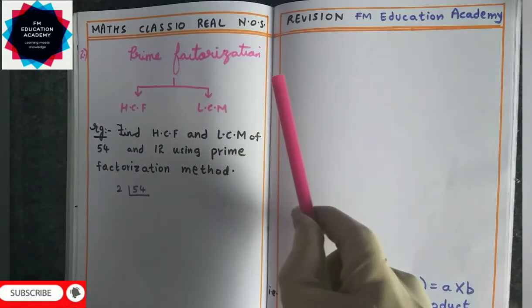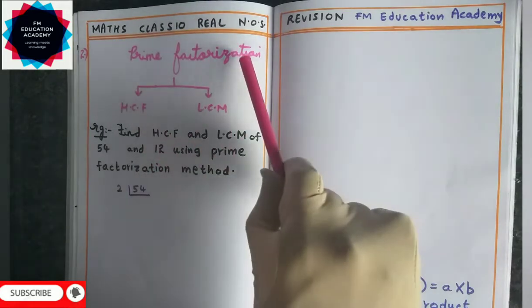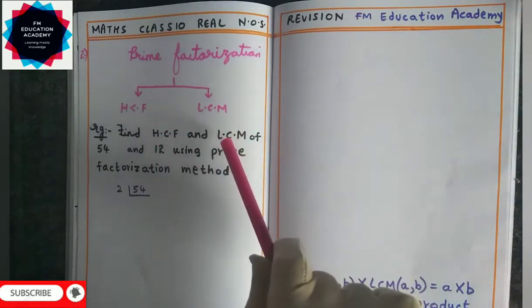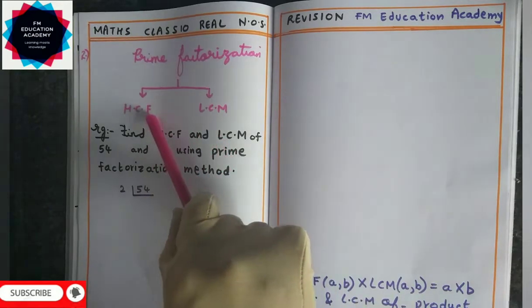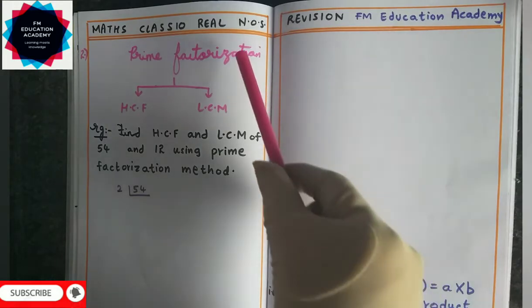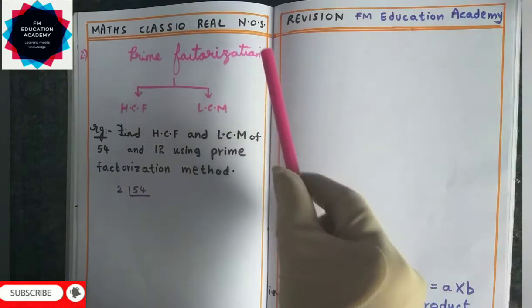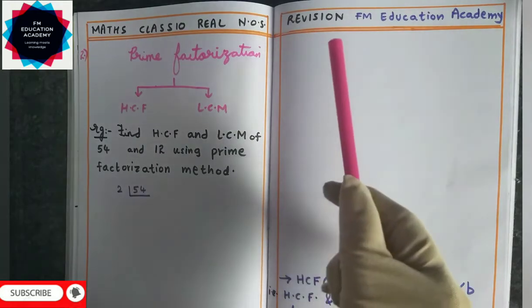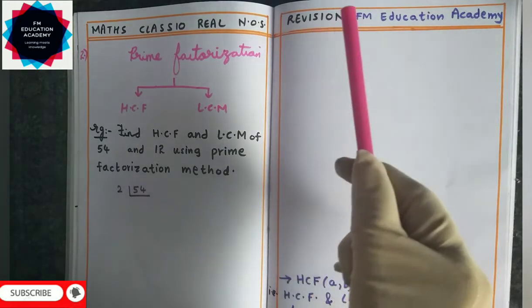Euclid's algorithm was used only to find out HCF, but prime factorization is used to find out both HCF and LCM. And one more thing, this HCF can be found out either by Euclid's algorithm or by prime factorization method. It depends on the question being asked. If the examiner asks you to solve by Euclid's algorithm, then find HCF by Euclid's algorithm.